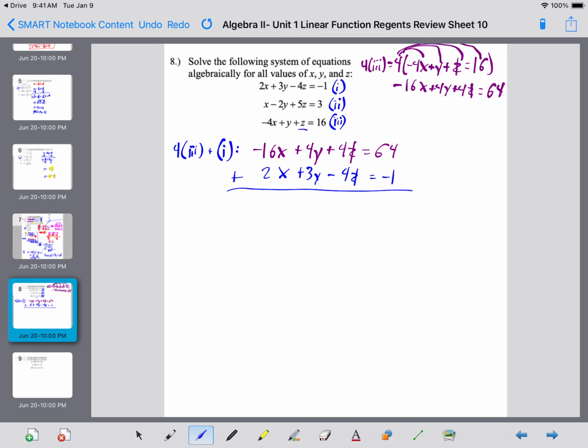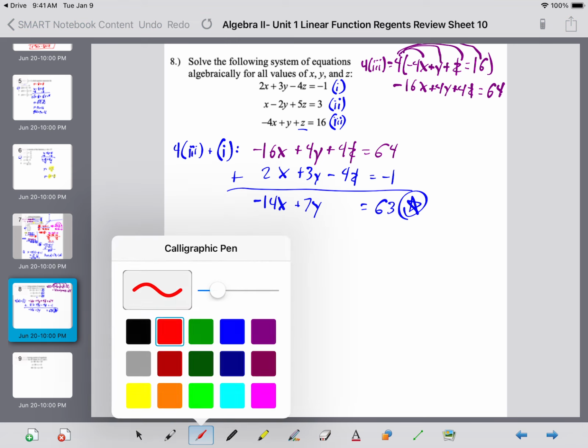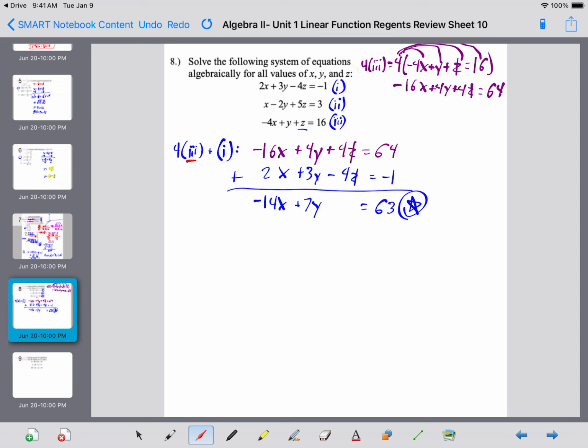Let's combine those two equations. Negative 16 plus 2x, negative 14x, 4y plus 3y, 7y, 4z minus 4z cancels out, 64 minus 1 is 63. That is equation, let's say, star. You could label them whatever you want. So now, we used equation 3 and we used equation 1, so we must use equation 2 now. Also, we must cancel out z since we already eliminated z.